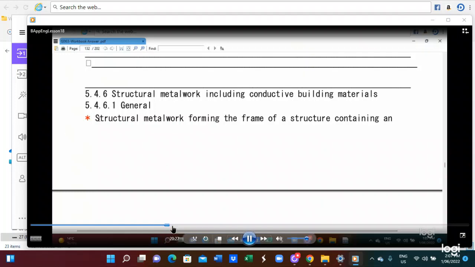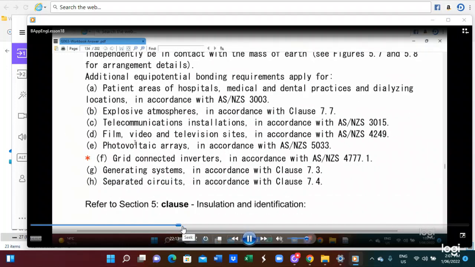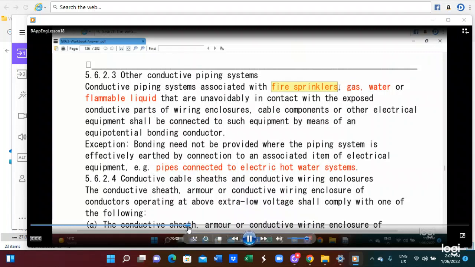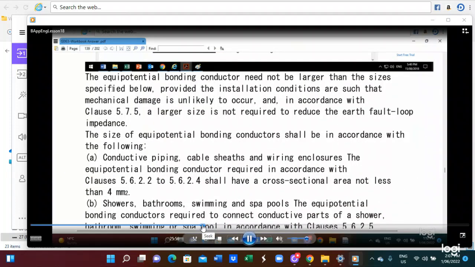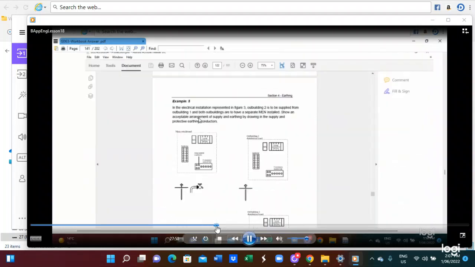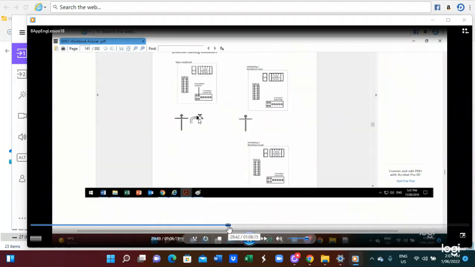So those are the video slides. Also the conductive piping system, sprinkler system, gas and water system. Those notes explain the earthing connection and earthing protection. In those video slides you can see the detailed connection diagram, so you have to read through those notes.